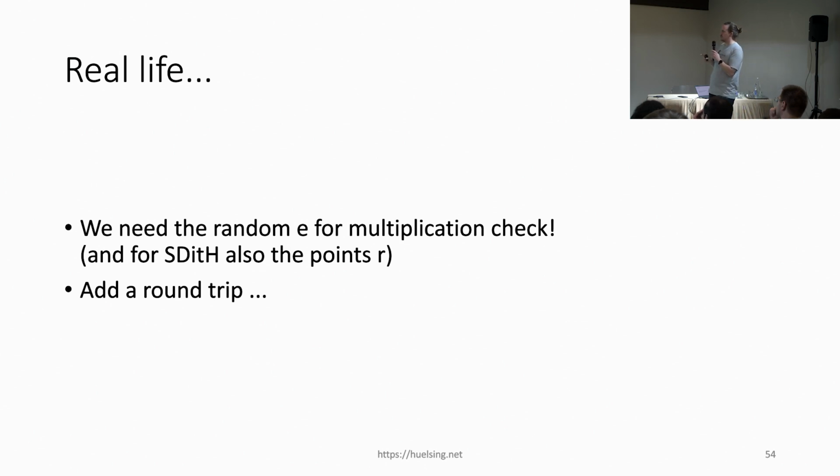One dimension I actually want to clarify: if you remember, we want to do an MPC computation where we do this multiplication check, where we need this E, which is an epsilon in real life, as randomness that comes from outside. This means this is something that has to come from somewhere, so we have to add a round trip. And actually for SD in the head, in addition, there are these points at which we want to evaluate the polynomials.